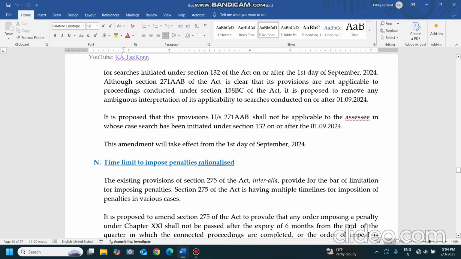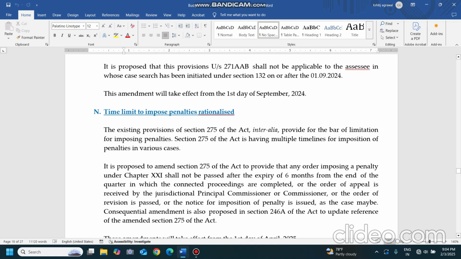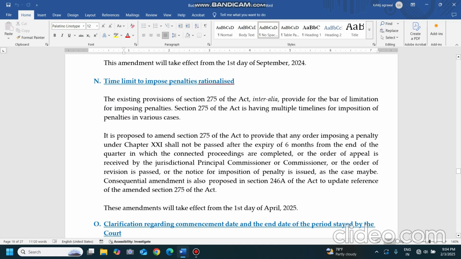As we said just now, it will be applicable from 1st September 2024. Now coming to section 275, this section talks about the penalties. It says that there is a bar for limitation for imposing penalties.